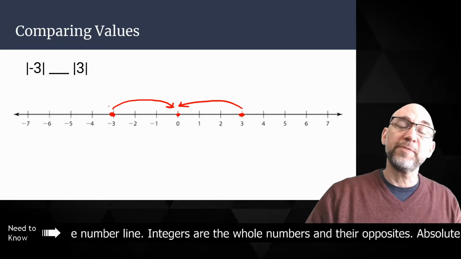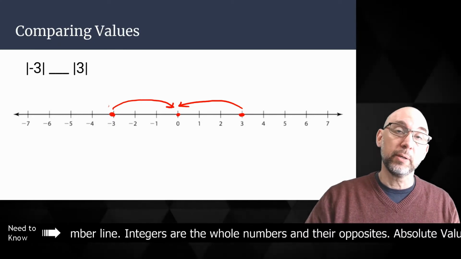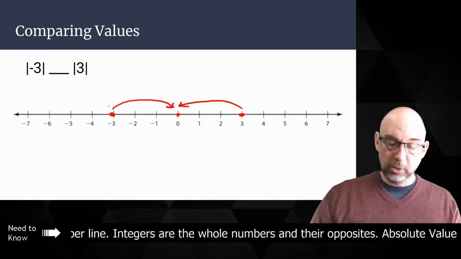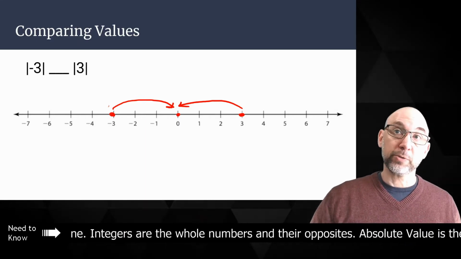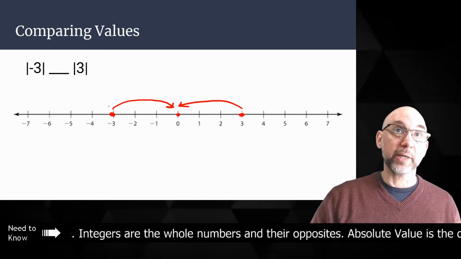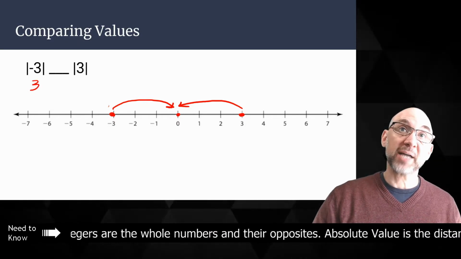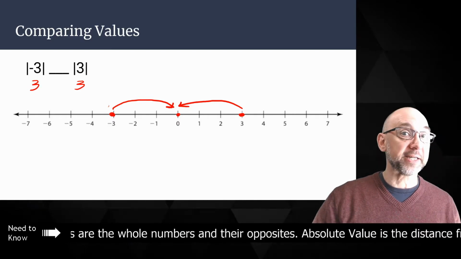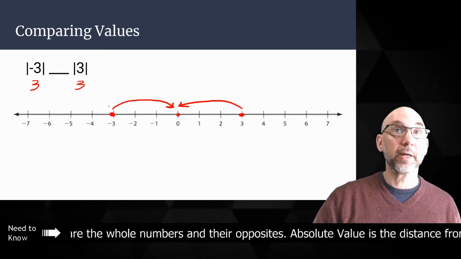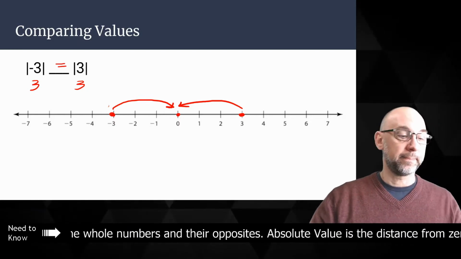What about the absolute value of two opposite numbers? Here I've got the absolute value of -3 and the absolute value of +3. Well, if you look, +3 is 3 units away from 0, so is -3. So the absolute value of -3 is 3, and the absolute value of +3 is also 3. Remember, absolute value is always positive because it's a measurement of distance. Therefore, these absolute values are equal.